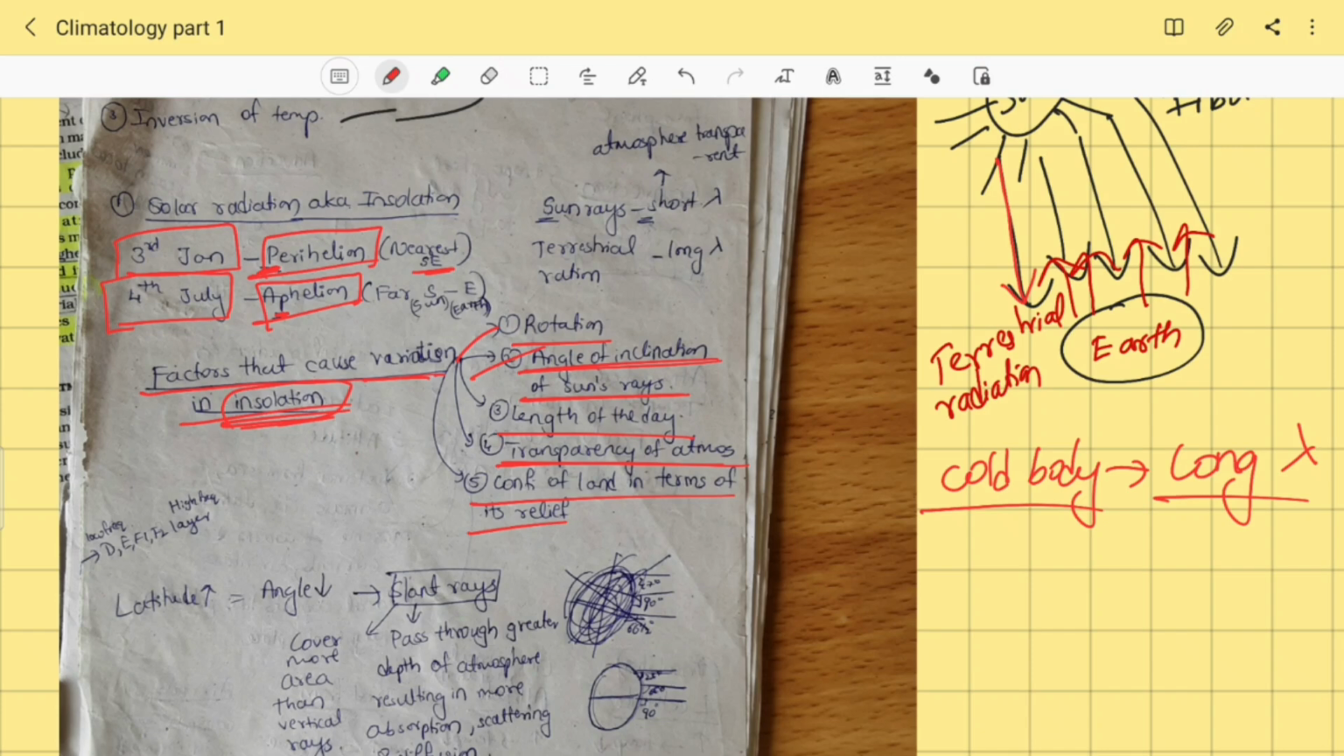Then configuration of land in terms of its reliefs. Say you are at a place where there is a mountain and there is plain land. If you look, some mountains have an ice cap, like a white one. That is due to land reliefs, and these land reliefs cause variations in insolation.